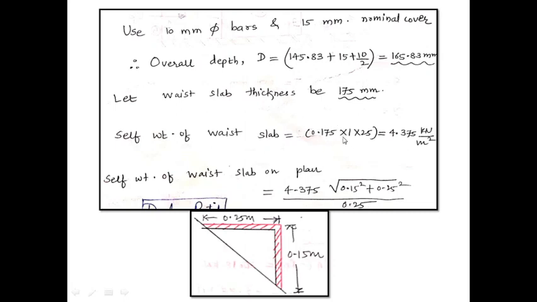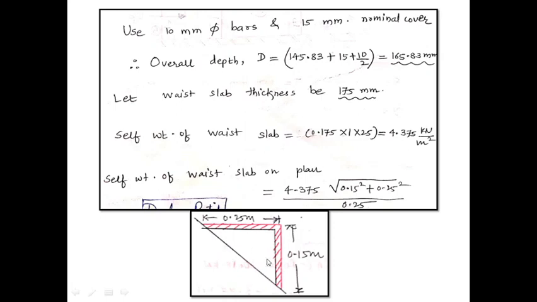Here we have obtained this into 1 meter, that is perpendicular to the paper, into unit weight of concrete 25. So it works out to be this value, however this value is in the slant direction. Now if we want it in the plan direction or horizontal direction, then the self weight of waist slab on the plan will be this value 4.375 multiplied by this length.